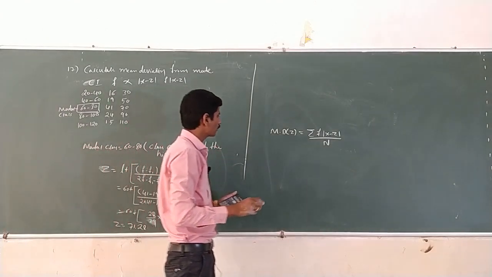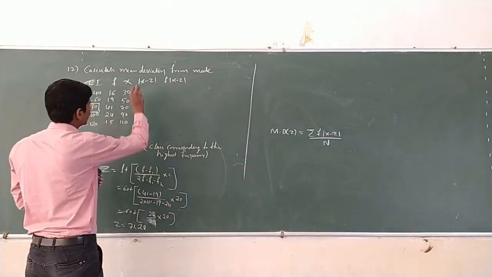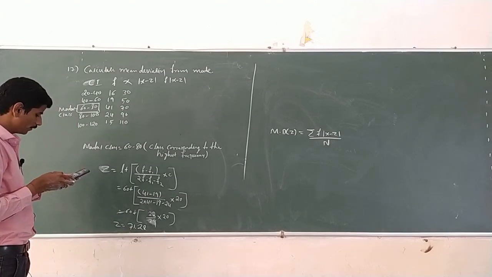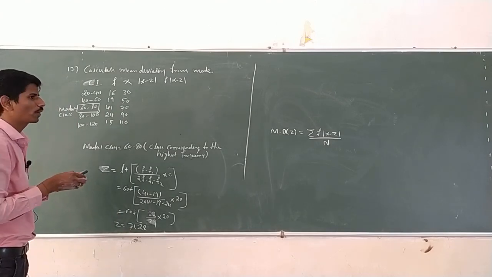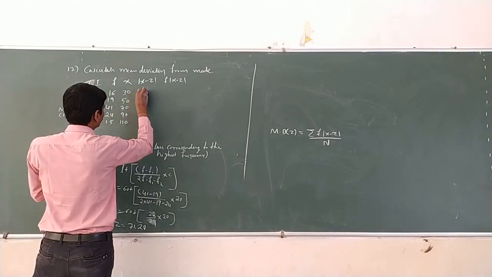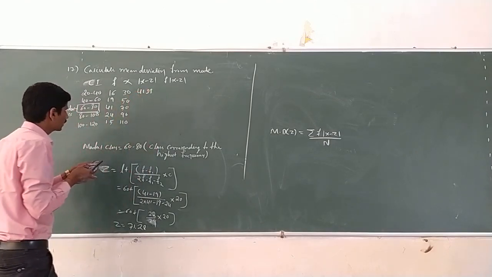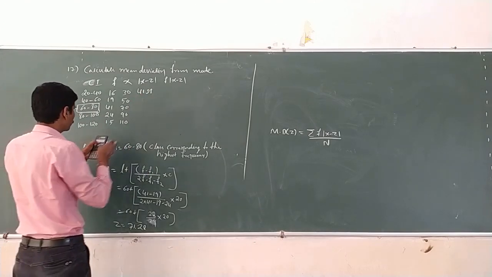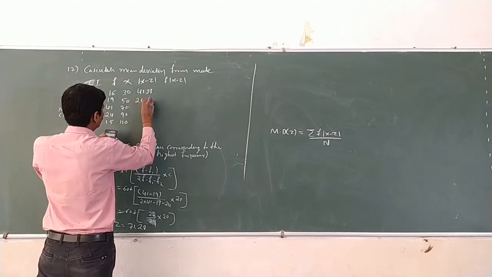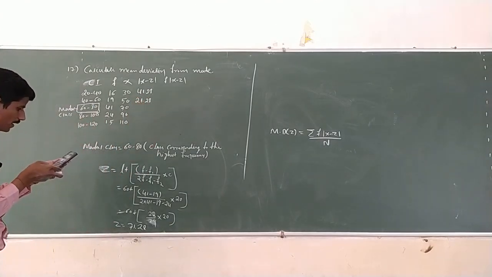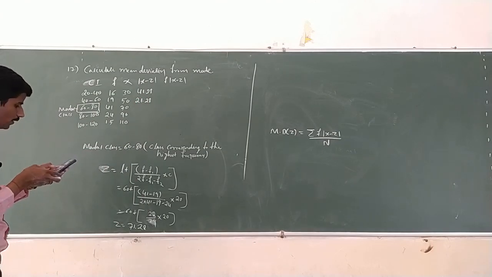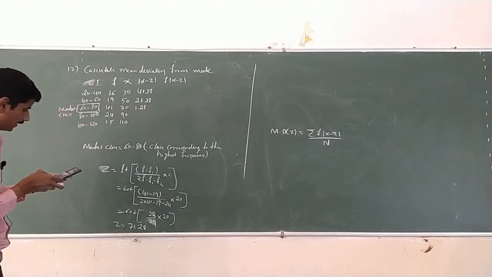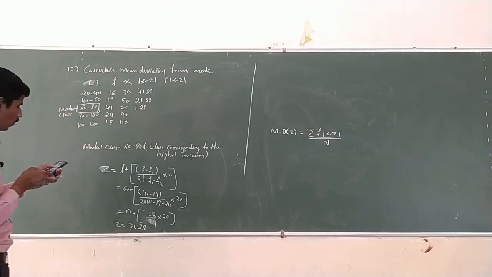71.28. The next, substitute the values. We have to find x minus z. X value is 30 and z value is 71.28. 30 minus 71.28, then we will get minus 41.28. Convert into positive, that is 41.28. The next, x value is 50. 50 minus 71.28 is minus 21.28, that is 21.28. The next, 70 minus 71.28 is minus 1.28, which means it is 1.28. The next, 90 minus 71.28 is 18.72.